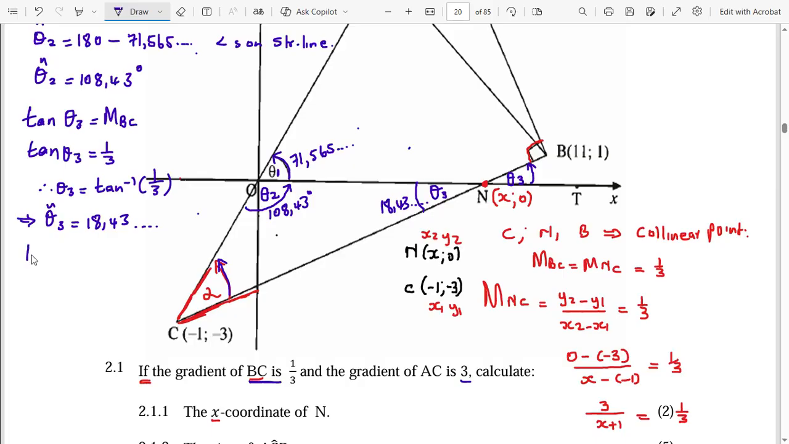I'm going to say that in triangle OC, alpha is equal to 180 minus the sum of those two angles, which is 108.43 added to 18.43. Okay, so what is alpha equal to when you punch that on the calculator?